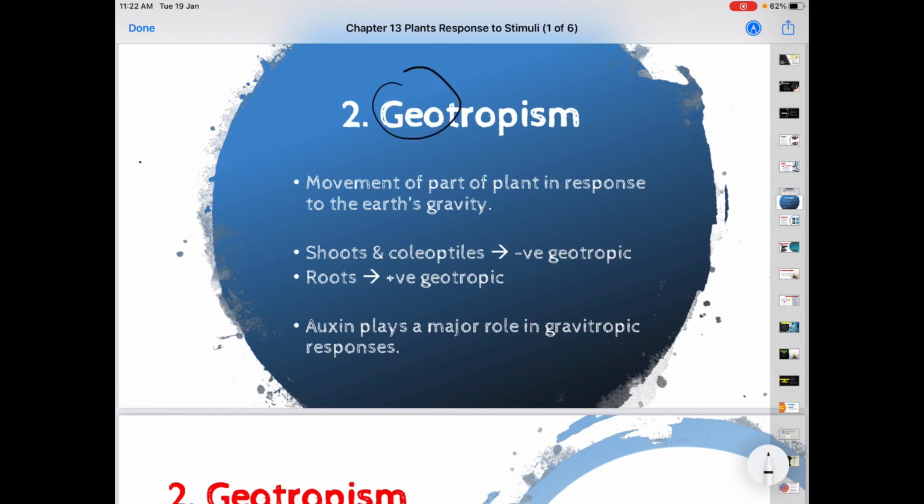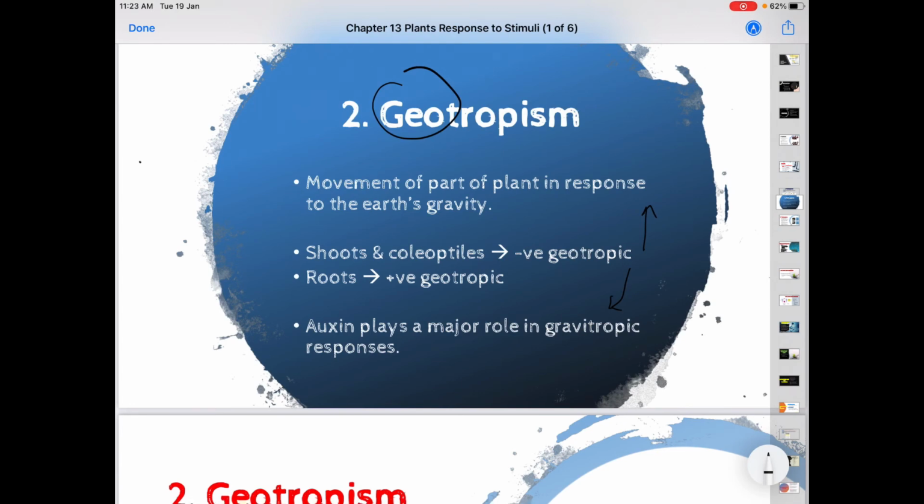Now we go into the second tropism, geotropism. Geo refers to gravity. So it is the movement of part of a plant in response to the Earth's gravity. The shoot and the coleoptiles normally show negative geotropism because they develop upward, which is against gravity. Meanwhile, the roots will grow toward gravity. That is called positive geotropism.